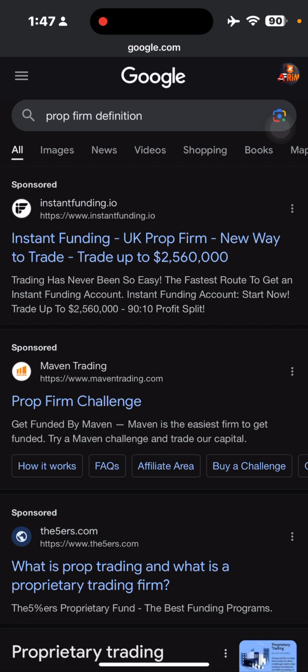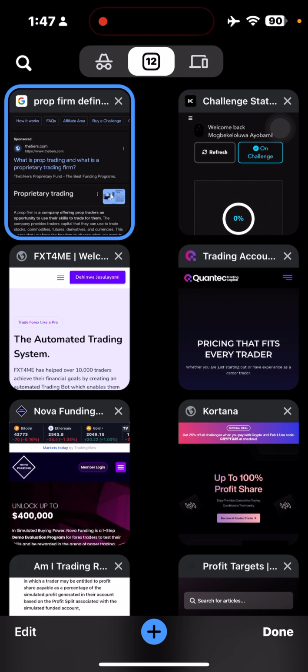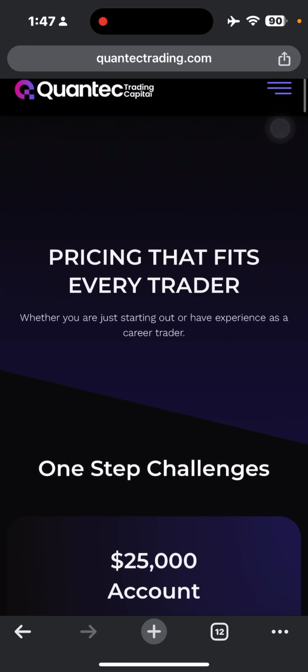Now, these prop firms, how do they make money? There are a series of ways these prop firms make money. Some of them, when they give you an account to trade, are actually going to share profit with you depending on various methods of operation.